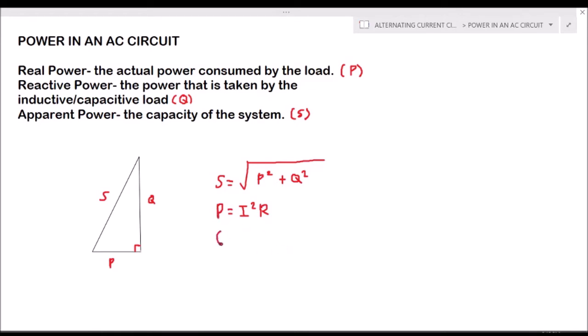And the reactive power is equivalent to still I squared, but this power is consumed by the inductive or the capacitive load. The inductive or capacitive load is quantified using the reactance, so this will be the reactance or the equivalent reactance. We just have that as X. So this is how we get the real power and the reactive power.